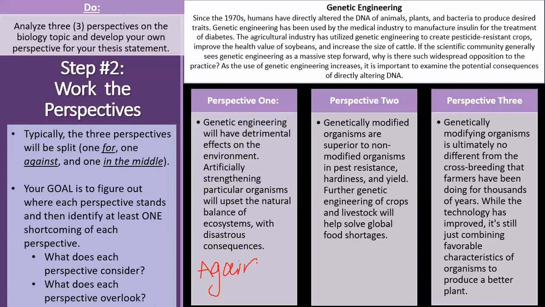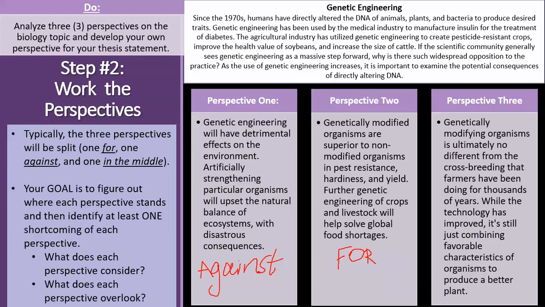Our next one is perspective 2, and it says genetically modified organisms are superior to non-modified organisms in pest resistance, hardiness, and yield. Further genetic engineering of crops and livestock will help solve global food shortages. So this one's definitely for it because it's saying those genetically modified organisms, the GMOs, those are going to be better than the ones that have not been modified. So that one's for.